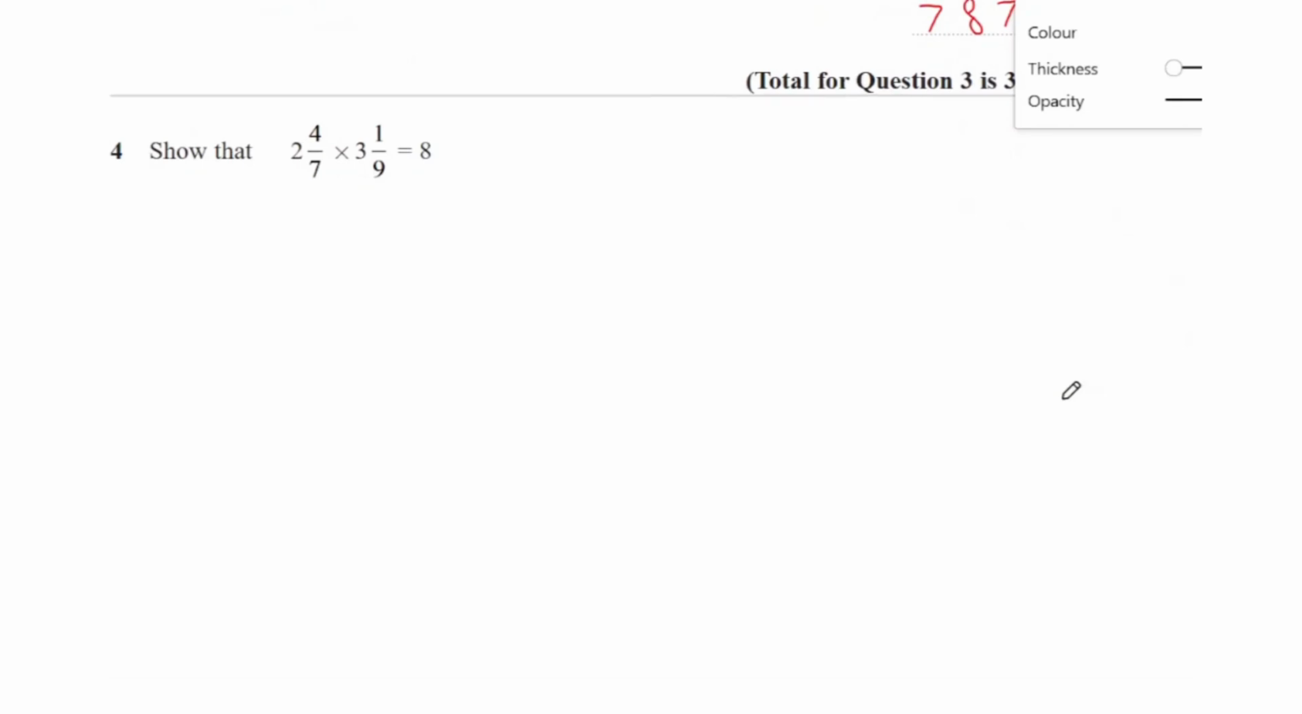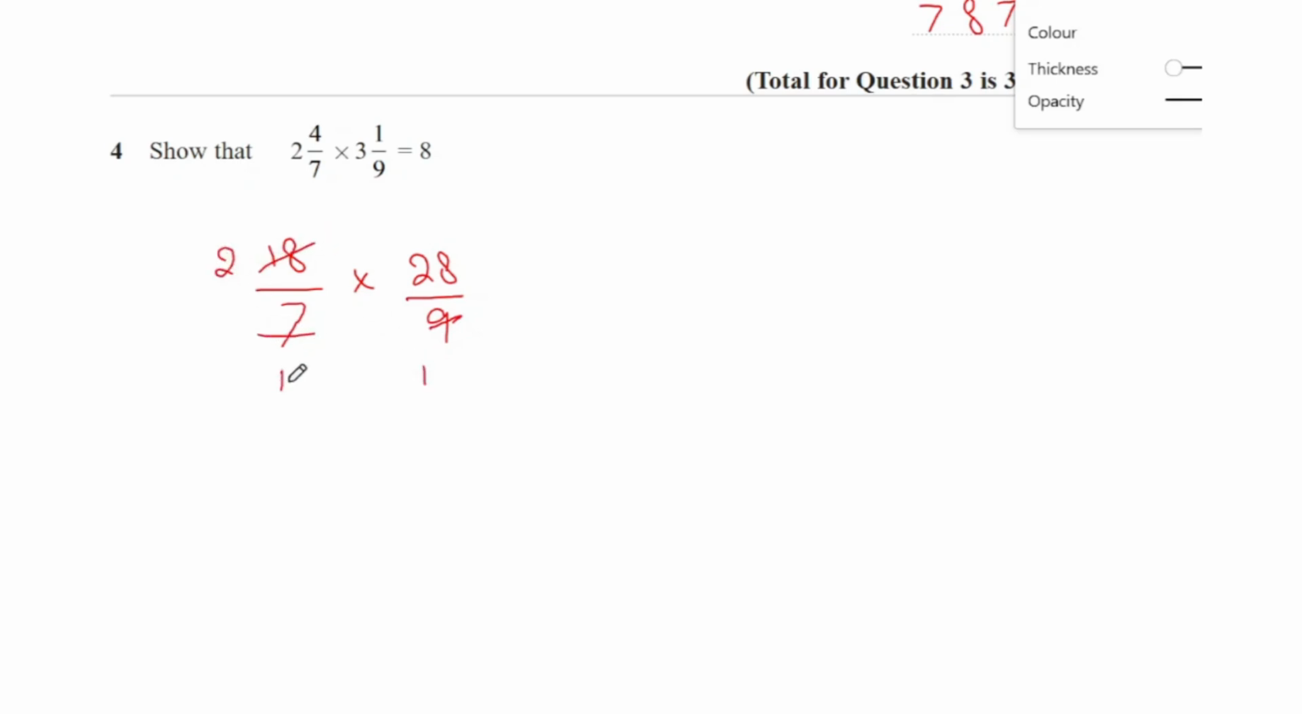Now we're going to look at question number 4. It says show that this one is equals to 8. So how are we going to show that? So 7 times 2 is 14. 14 plus 4 is 18 over 7. Then 9 times 3 is 27. 27 plus 1 is 28 over 9. Can we cancel anything? Yes. 9 goes into 9 one time and goes into 18 twice.